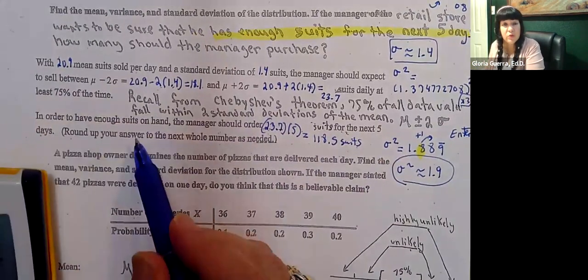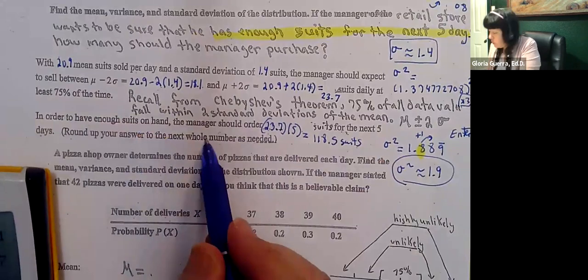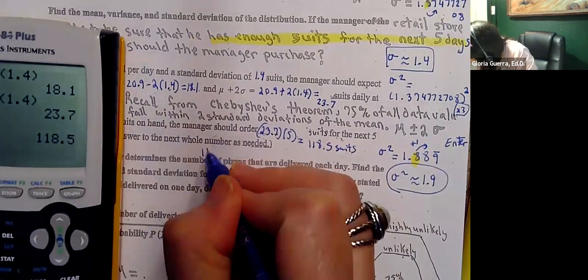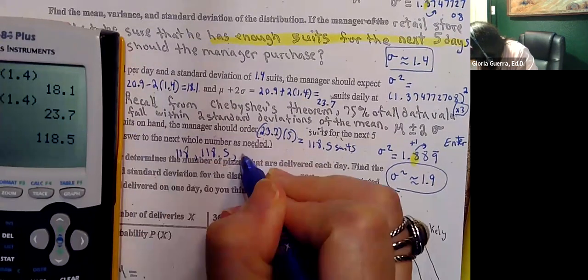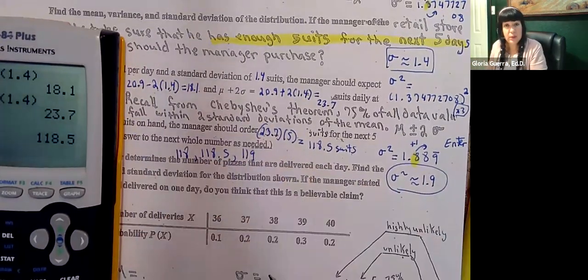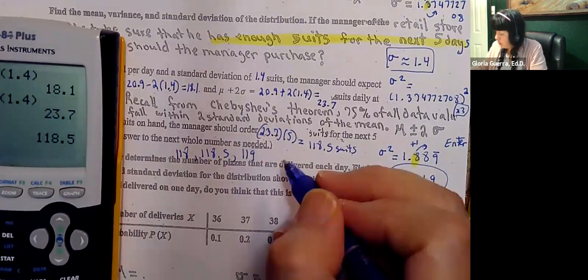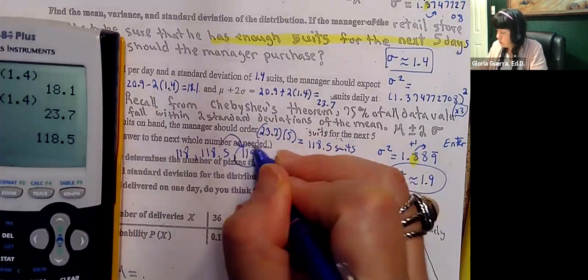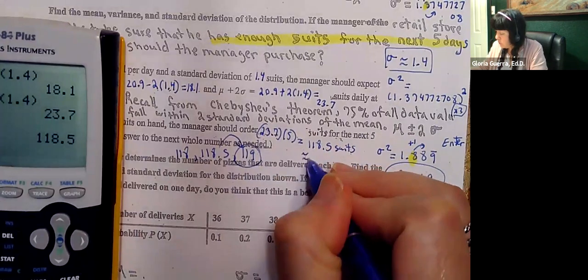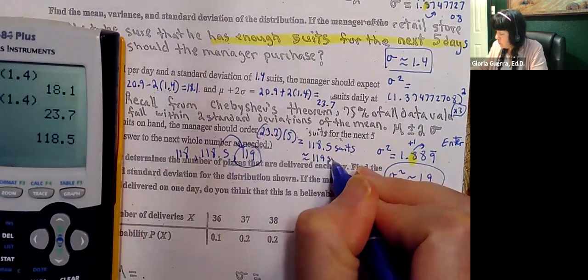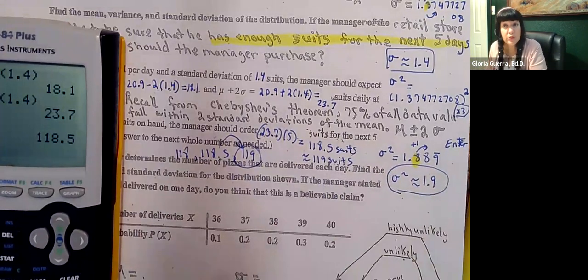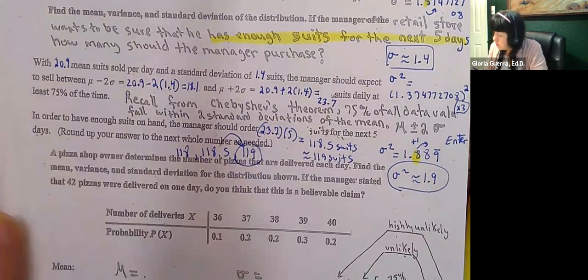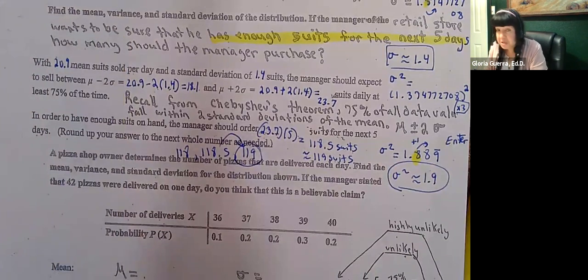Round up your answer to the next whole number. So 118.5 is between 118 and 119, okay? And when you round up, you're rounding to 119 suits. So the manager should have about 119 suits then. That should be enough suits for the next 5 days.